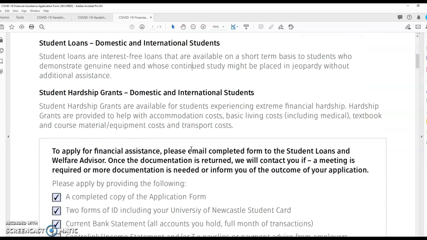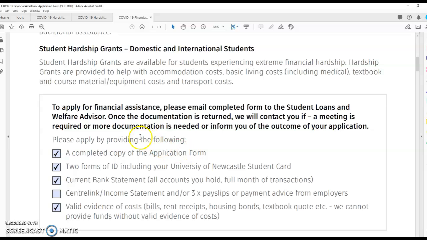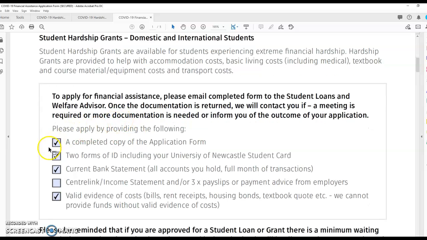So in order to apply for financial assistance, you do need to include quite a number of documents. The documentation that you need is listed here, and you must tick the boxes to indicate that you know and you have included this documentation in your application. So you must include a completed copy of this application form that you are doing now. You must also include 2 forms of ID. One of those can be your University of Newcastle student card, but you must include 2. So the other must be your passport or another form of ID with your name.